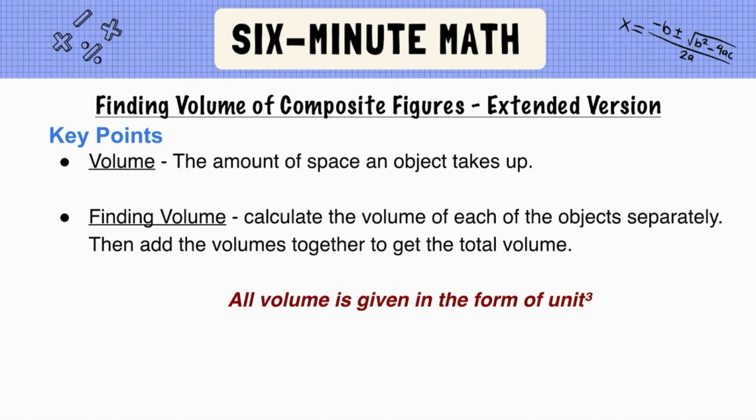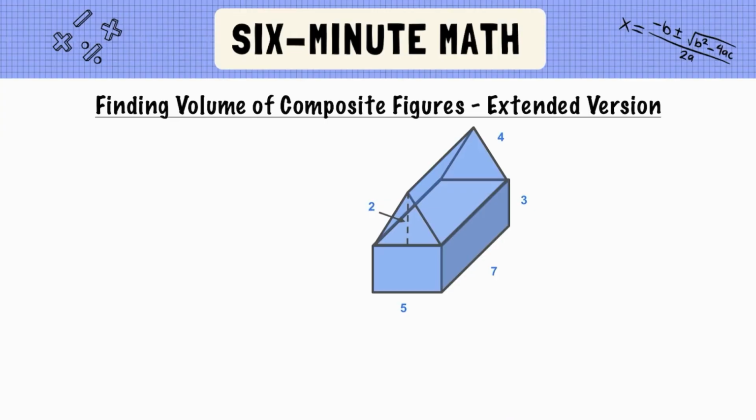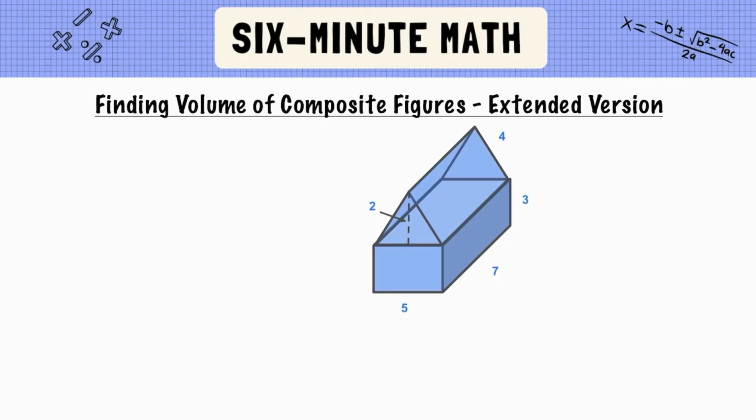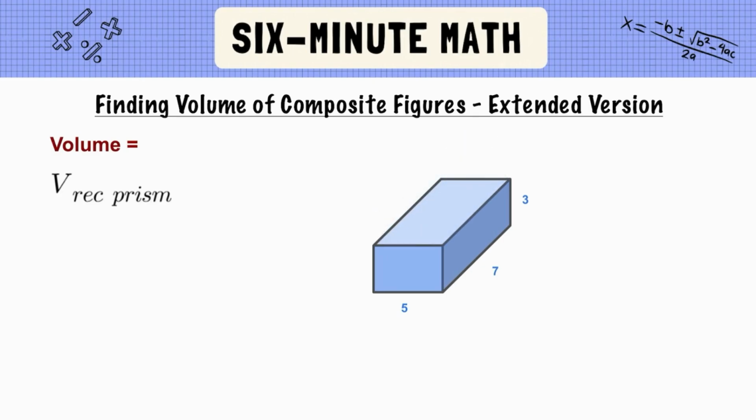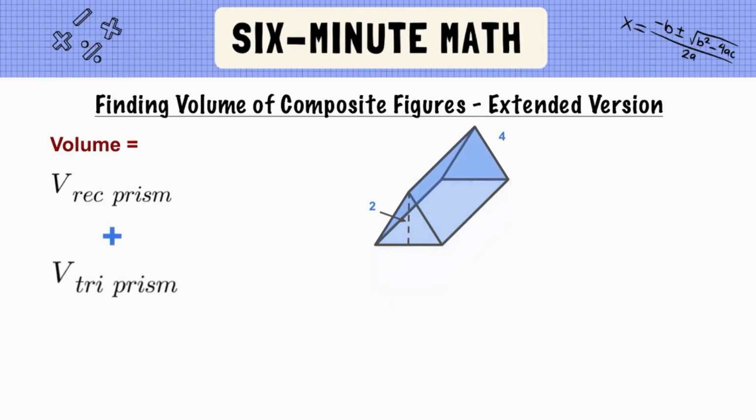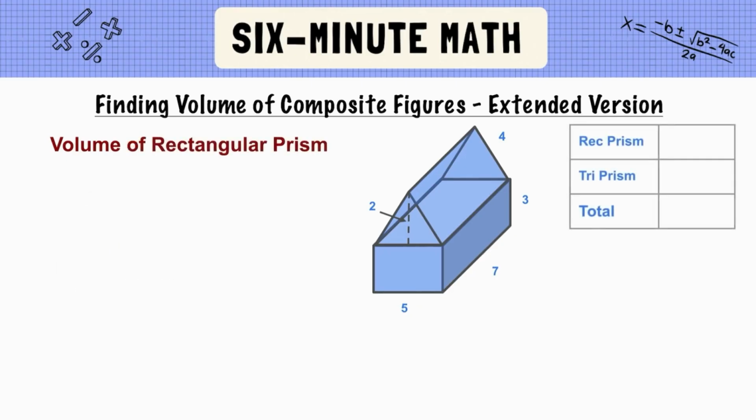So let's check out an example here. We have a house that we are going to find the volume of. Now, our house is split into 2 three-dimensional objects that we will find out separately. We have a rectangular prism, and we are going to add that to the other three-dimensional object of a triangular prism. So let's first find the volume for that rectangular prism.